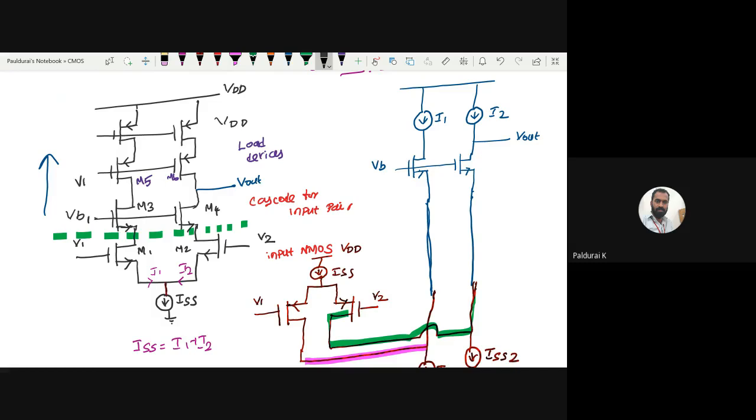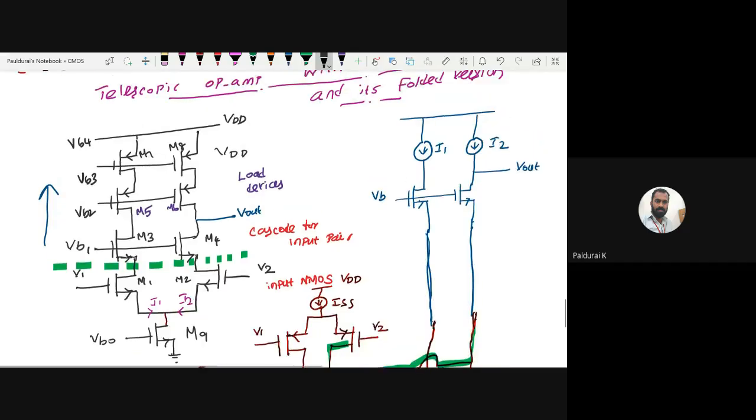Let me call these VB1, VB2, VB3, VB4. Now I am replacing this ISS also by a suitable current source, right? Let me call this M9, with bias VB0. So this is M7, M8. Okay, so this is my telescopic op-amp.